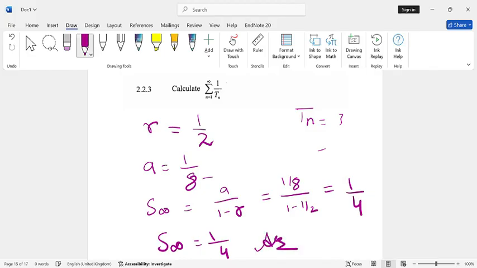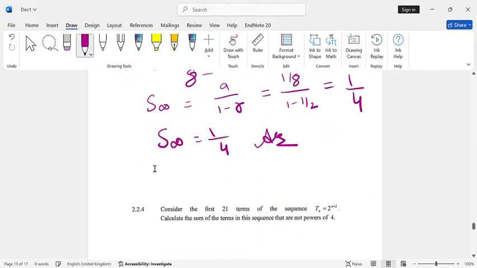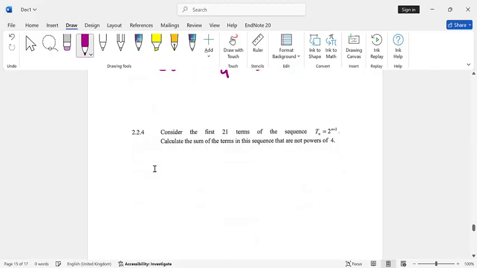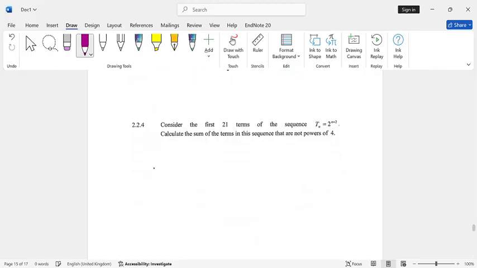All right, so moving to the next question: calculate the first 21 terms of the sequence Tn equals 2 to the power n plus 2. Calculate the sum of the terms in this sequence that are not powers of 4. Okay, so as you can see, first 21 means T21, like if we have T1, T2, T3, and so on up to T21.